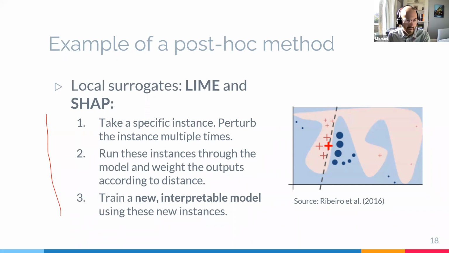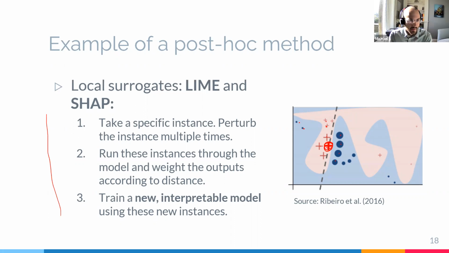So first, we take an instance. We choose a specific point. So in this case, we've chosen this bold cross here. And then we modify that instance. We perturb it multiple times, and we can see that here in these points where we've selected. And this is actually the main difference between LIME and SHAP. LIME does this almost randomly, whereas SHAP is a bit more methodical and mathematically robust in how it does that.